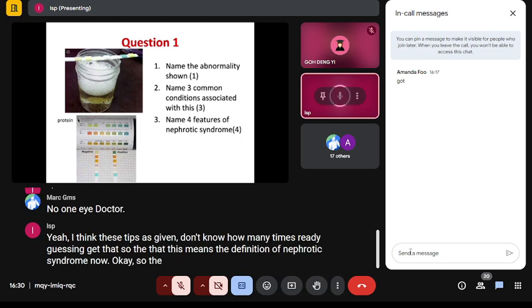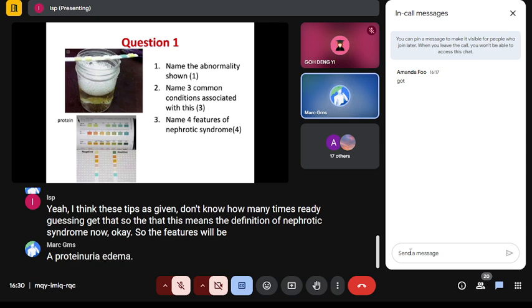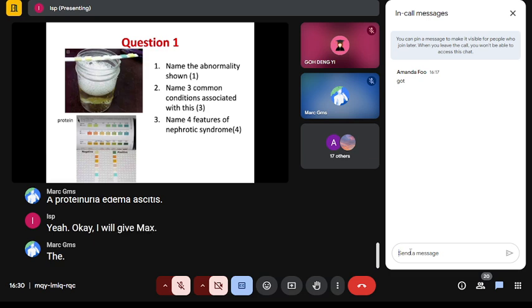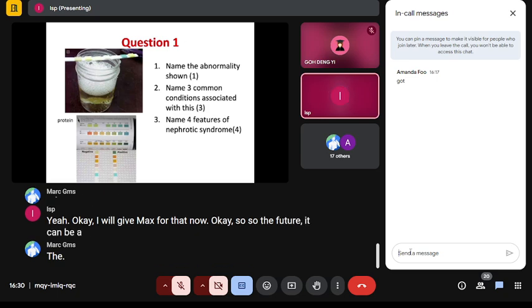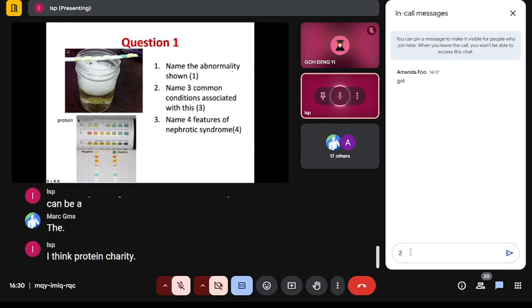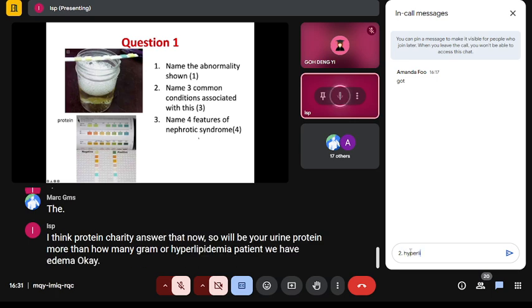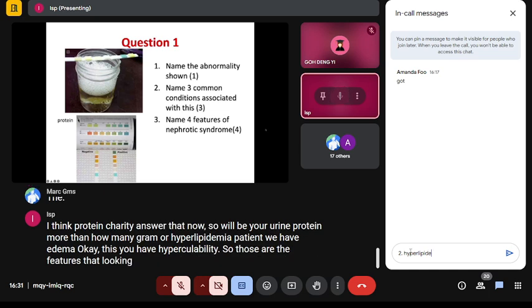Okay, so the features will be proteinuria, edema, ascites. Okay, I will give marks for that lah. So the features, I think proteinuria was already answered, will be your urine protein more than how many grams, or hyperlipidemia. Patient will have edema. Okay, patient will have hypercoagulability. So those are the features that I'm looking for.